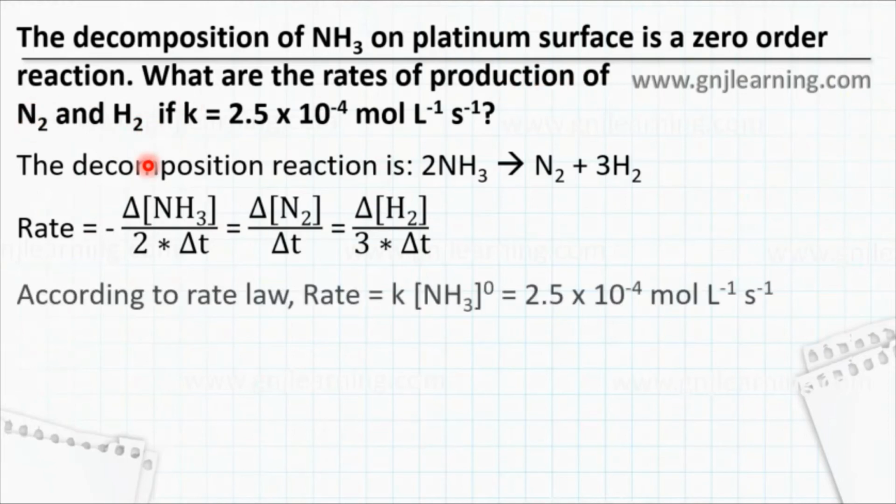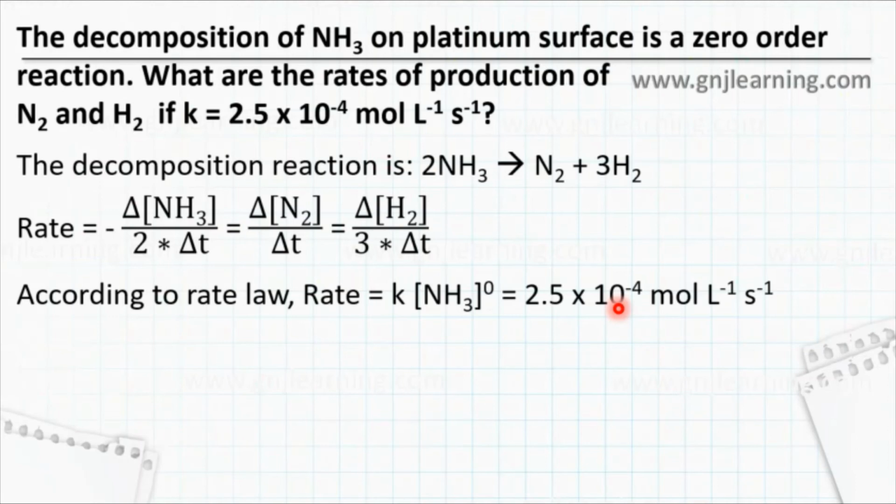Okay, according to rate law, we know that rate is equal to K into concentration of the reactants raised to its order. So already they have mentioned that it's zero order reaction. So you can say that it's K into molar concentration of ammonia raised to 0. And K is given, that is 2.5 into 10 to the minus 4. So that means the rate is equal to the rate constant, since it is a zero order reaction.